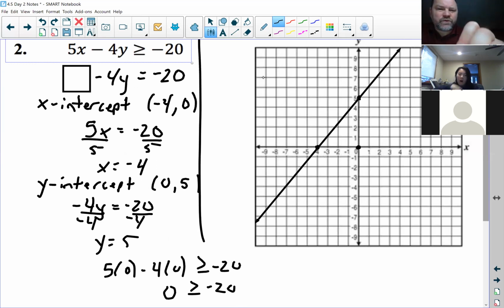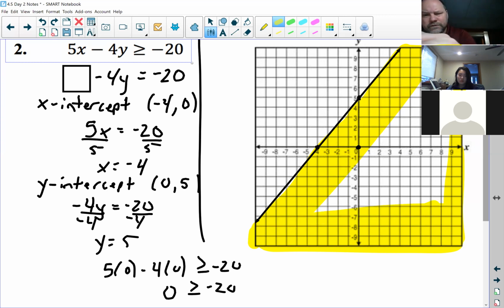So this is one of those cases where even though in the original inequality, it's a greater than symbol, my solutions are below the line that I drew. All right. Any questions?